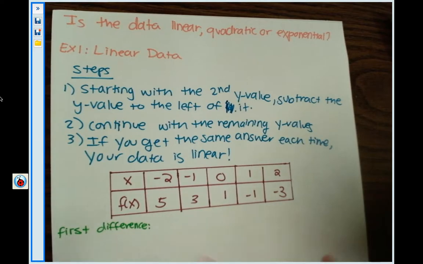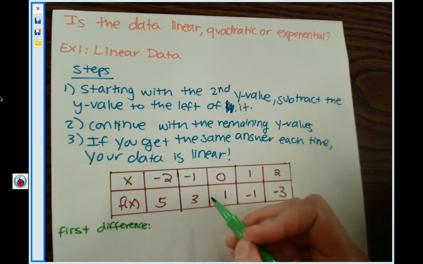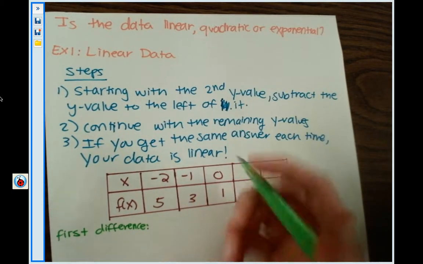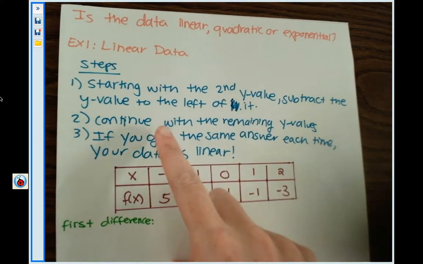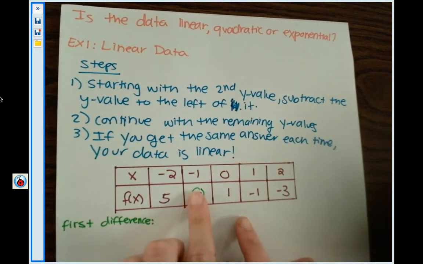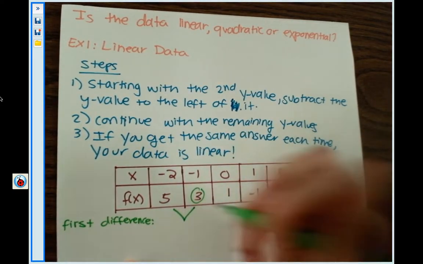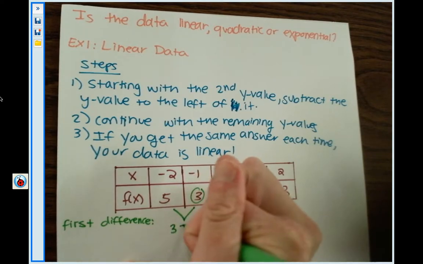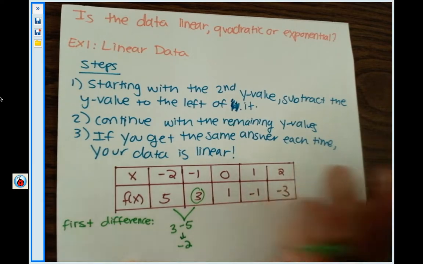Okay, so what we're going to do, this is called the first difference test. So we're going to start with the second y value. When we do this, we only focus on the y values. So we start with our second y value from the left. If you want to make a note of that, we do start from the left, not from the right. So my second y value to the left is the 3, and we subtract the y value to the left of it, which is the 5. So I'm going to start by subtracting these two. So 3 minus 5, which gives me -2.